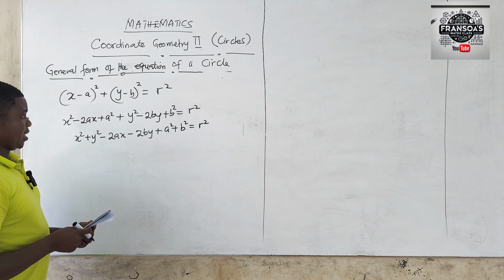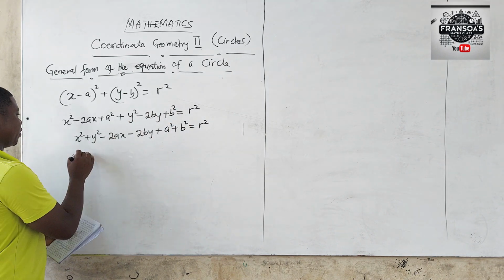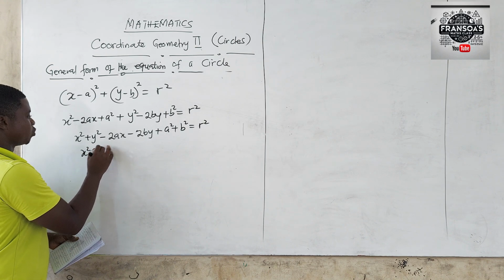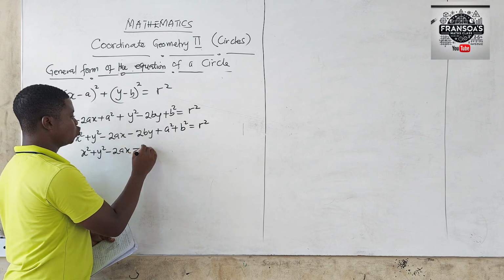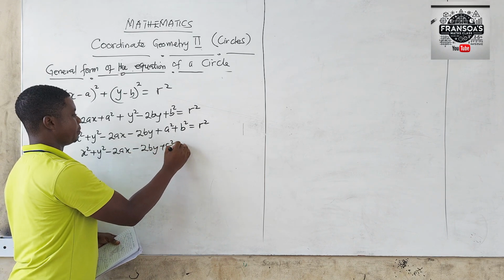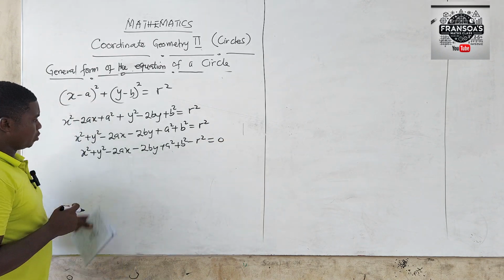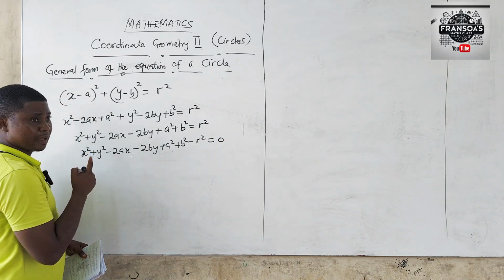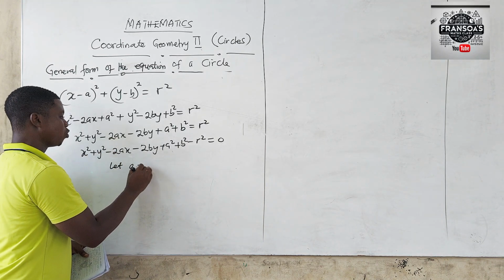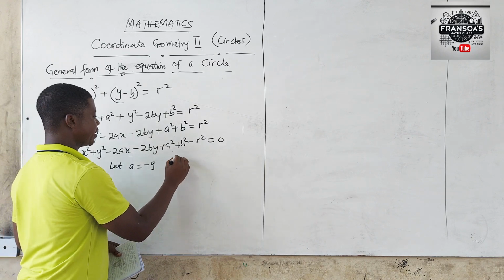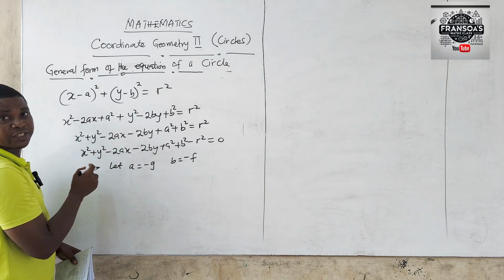With this, we can bring the r squared to this side because we want to make this equal to 0. We have x squared plus y squared minus 2ax minus 2by plus a squared plus b squared minus r squared equal to 0. So we can make a equal to negative g. So let a be equal to negative g, then b also equal to negative f. So wherever we see a, we put negative g there.